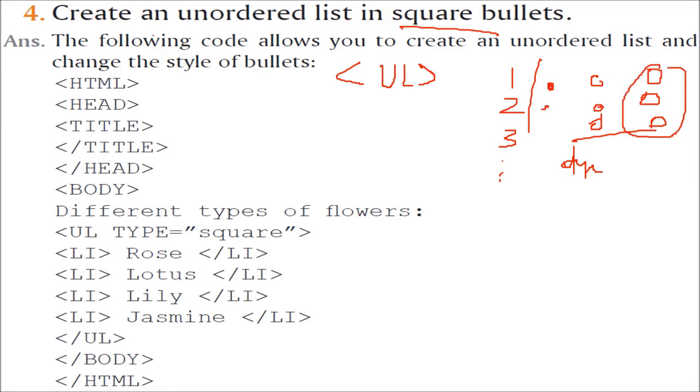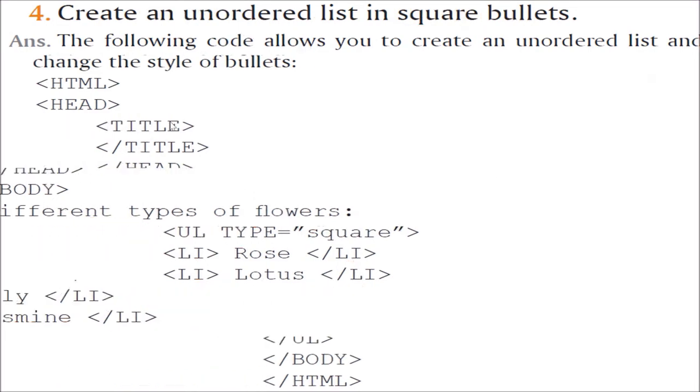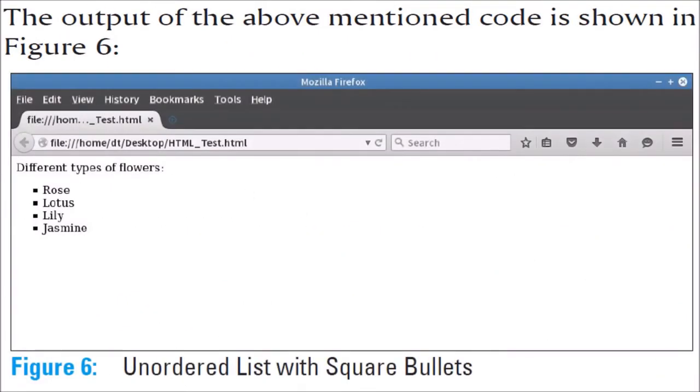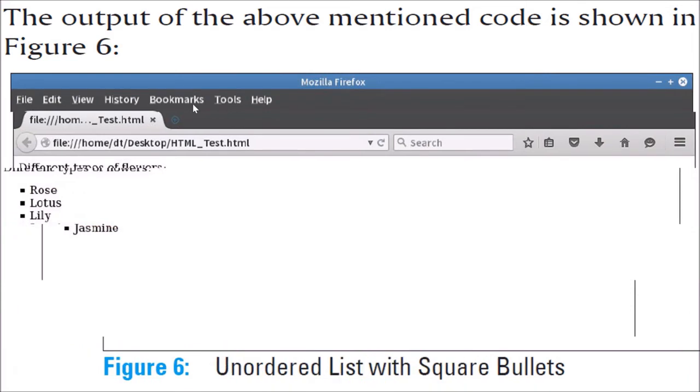So how you are going to do this? Say different types of flowers. Now you started the UL. You have to end UL afterwards when all these things are done. Here you have to give the type equal to square. So now the square will come, and all the content should be inside the list content. All the list 1, 2, 3 will come inside li. So li roses, li end, li lotus, li end till you reach the end. Then you have to end the UL. So output would be like this. We have a square type of bullet. All these contents are here of list.